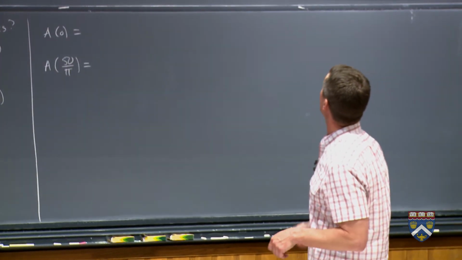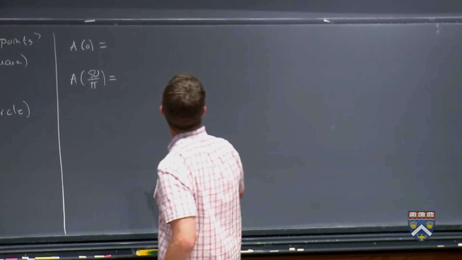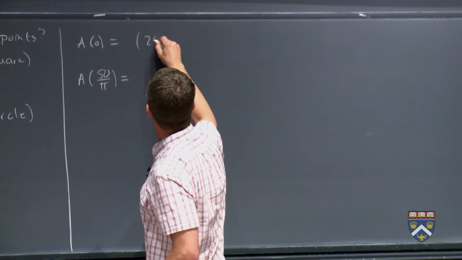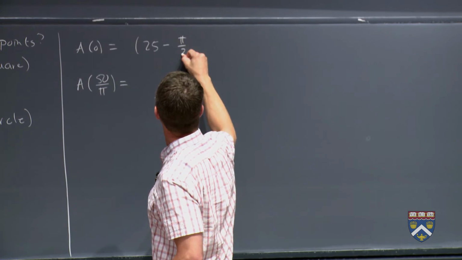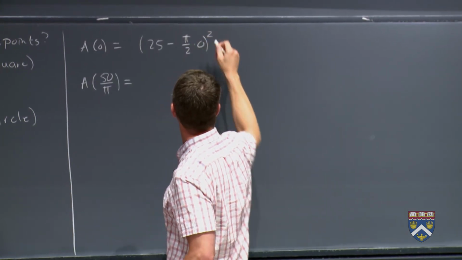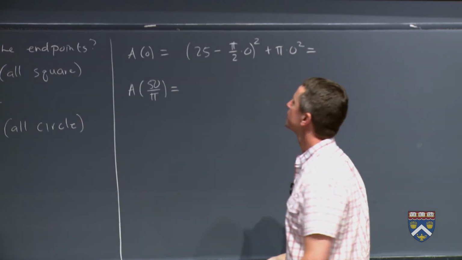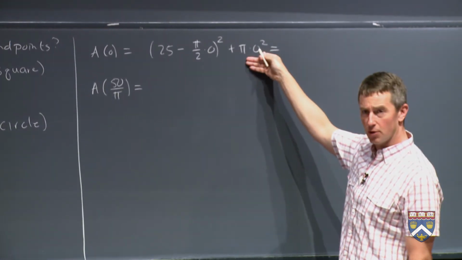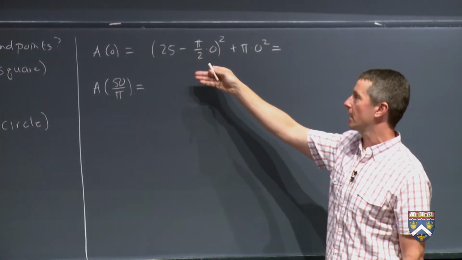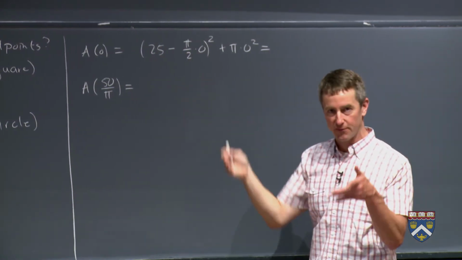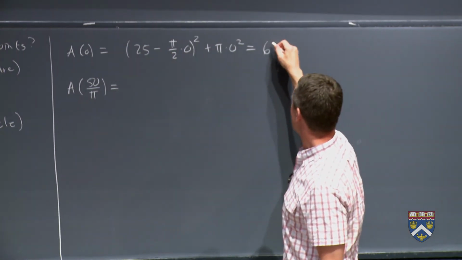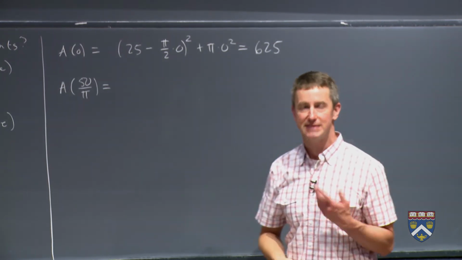So a of 0 is 25 minus pi over 2 times 0 squared plus pi times 0 squared. This means there's no circle. You're using everything for the square. So the square is 25 by 25, and you get 625 units of area if you use everything for the square.